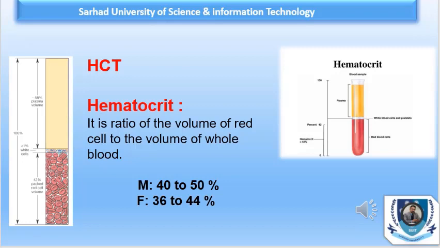We can say in another example that if there are 100 ml of blood with an HCT of 45%, the erythrocytes occupy 45 ml.